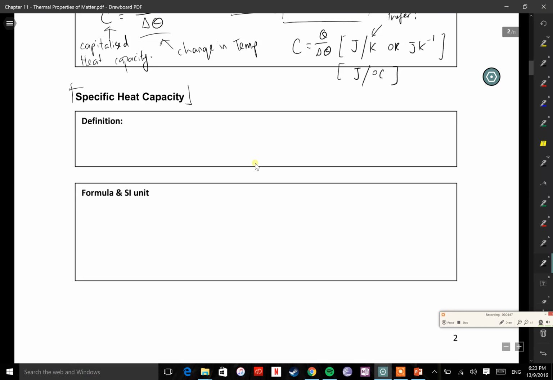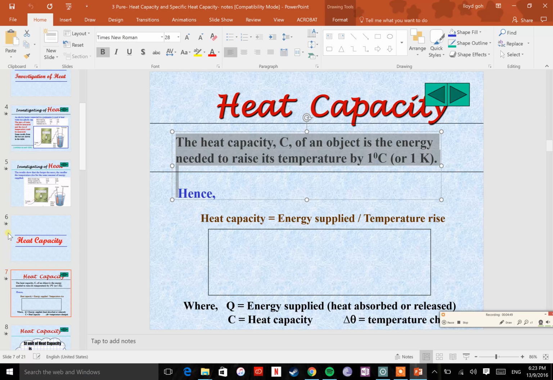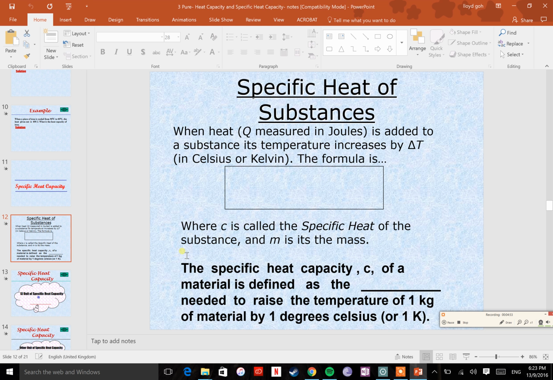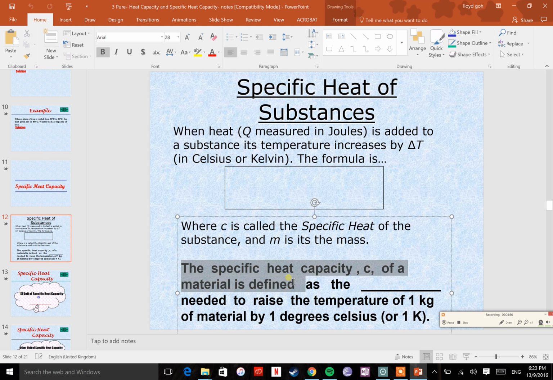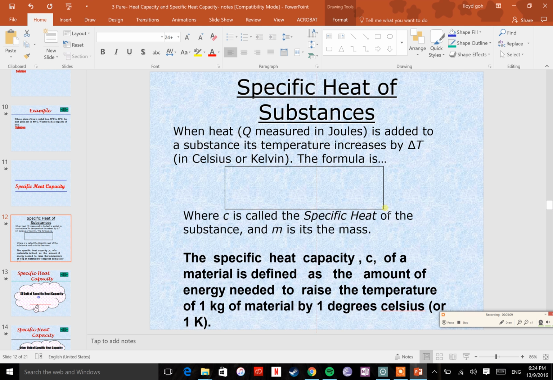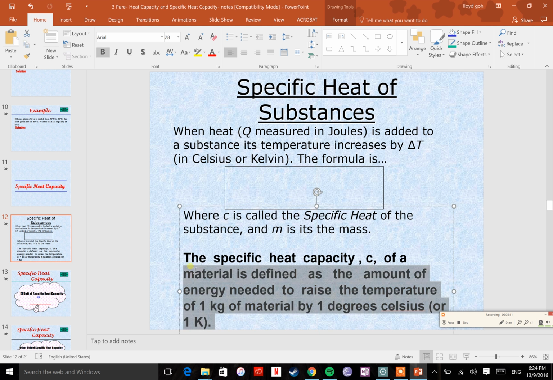Now, what is specific heat capacity? Then what's the difference, right? Let me show you the definition first. Sorry, over here it should be the amount of energy needed to raise the temperature, right? So over here this will be the definition.